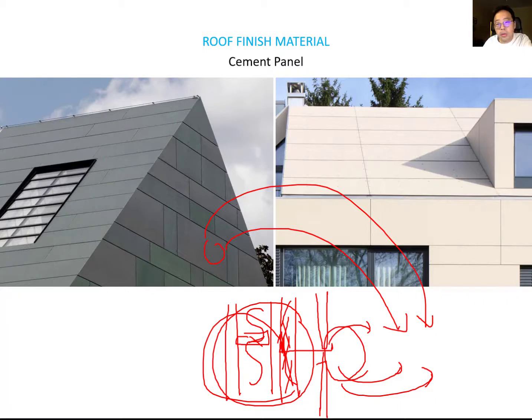The cement panel is a high-density and durable material. It has lots of color options and lots of different textures available. So from this perspective, this is very good. It can be used as roof material and wall material, and it is a very good weather-resistant material as well.